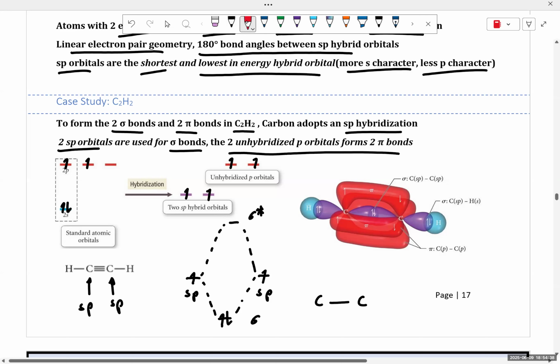Let's now look at the half-filled p orbitals. In this case, each carbon atom has two half-filled p orbitals that it can overlap to form two pi bonds.